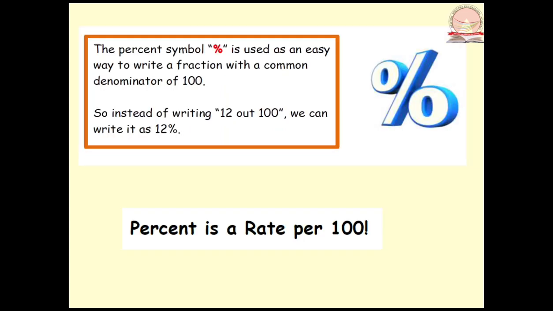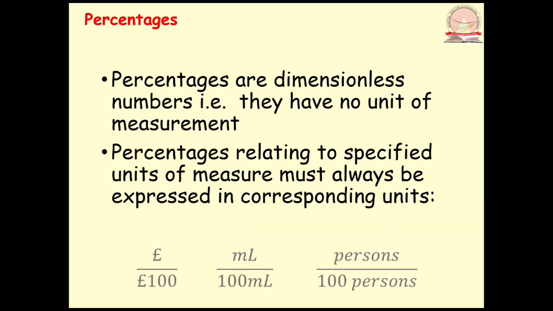The percentage symbol is used as an easy way to write a fraction with a common denominator of 100. So instead of writing 12 out of 100, we can simply say 12%. So percent is a rate per 100. I need you to take note of this: percentages are dimensionless. That is, they do not have units of measurement.